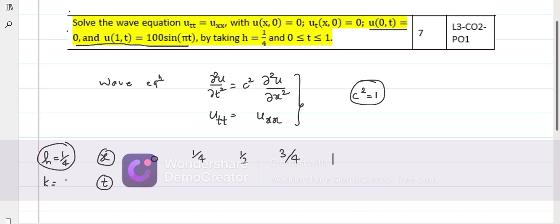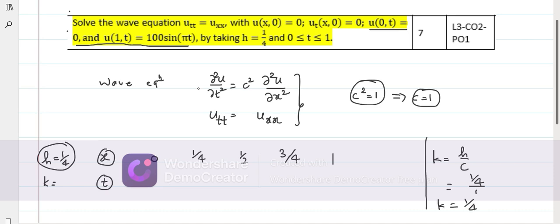What is k here? You need to remember this. k equal to h by c. So c square is there. What is c? 1. We can consider that as 1. What is k here? What is h? h equal to 1 by 4. 1 by 4 divided by 1, which is again 1 by 4.